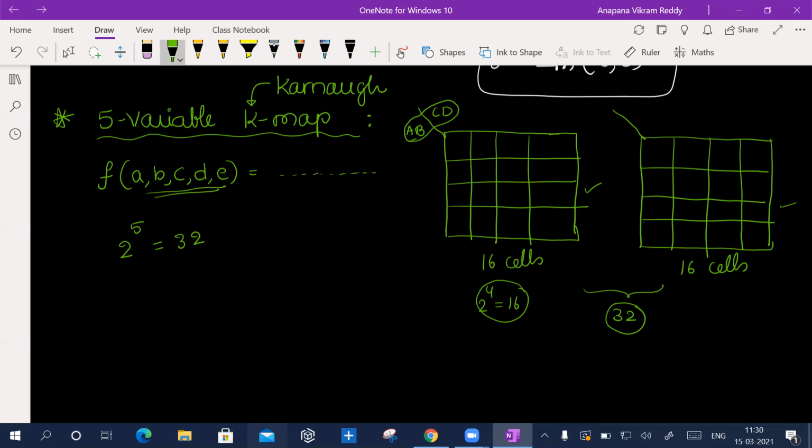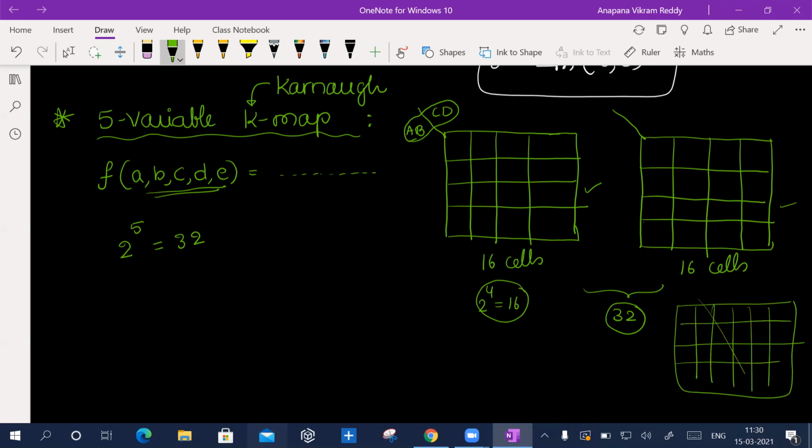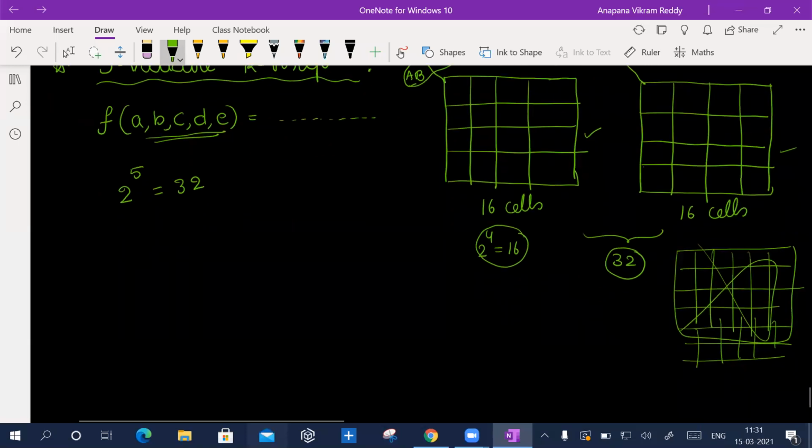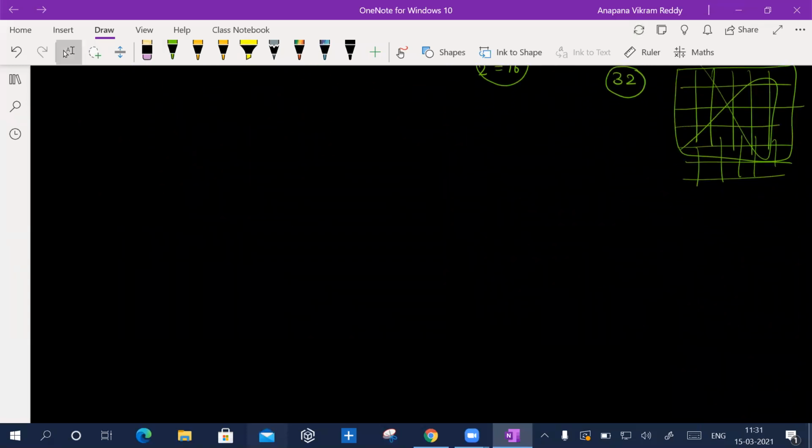So how can I show? I can't show a very big K-map with 32 cells on one K-map. This way is not possible. I have to separate it into two 16-cell K-maps. One way is that you can put one K-map next to the other. Otherwise, you can take this 5 variable K-map like a 3D stuff. For example, see how I'll take.